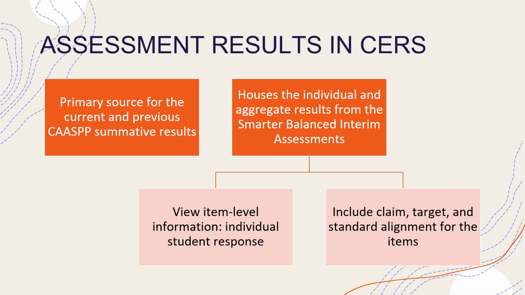CERS can be used by administrators to view assessment data and manage instructional supports. CERS is a primary source for the current and previous CAASPP summative results. CERS houses the individual and aggregate results from the Smarter Balanced interim assessments. For interim assessments, the system also provides item-level information to help identify what students know and can do, and where they might need additional support to master the content. The Smarter Reporting System shows results only for students who complete the online assessments.